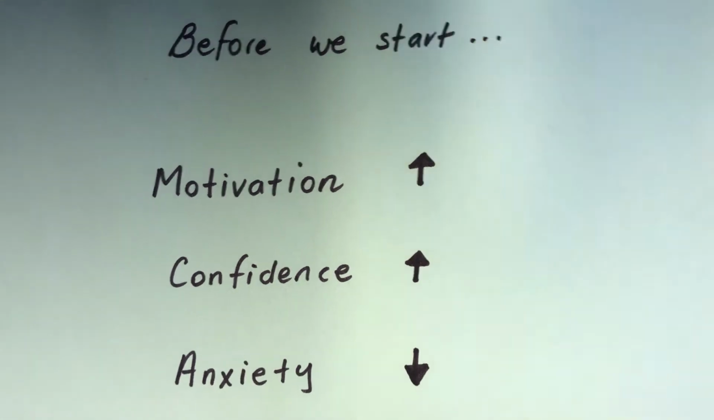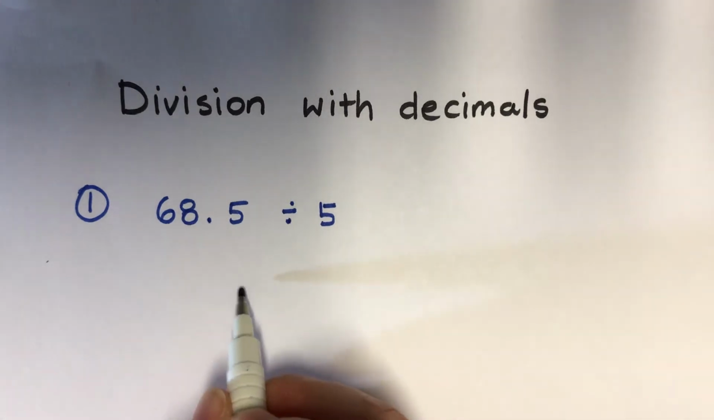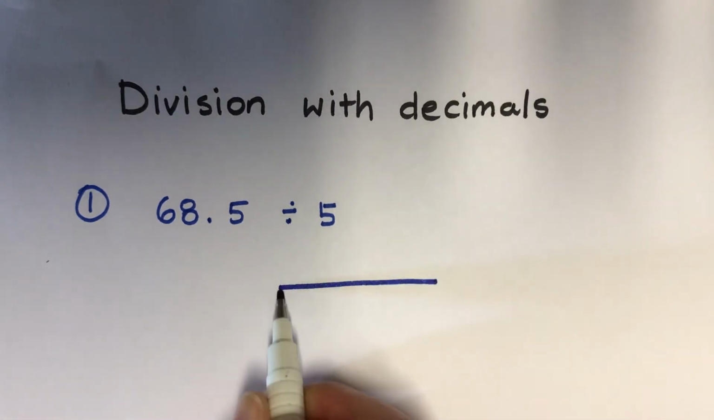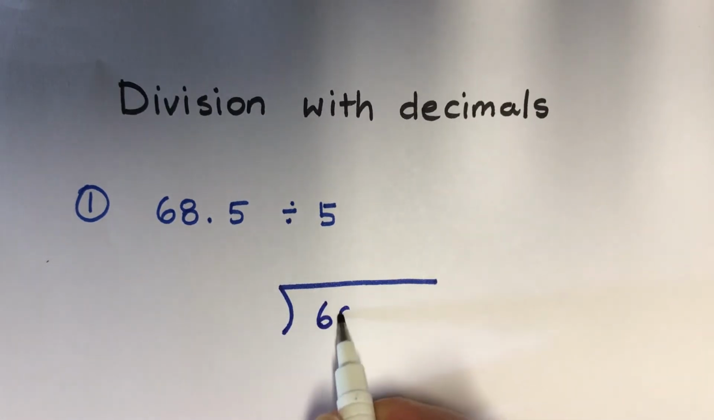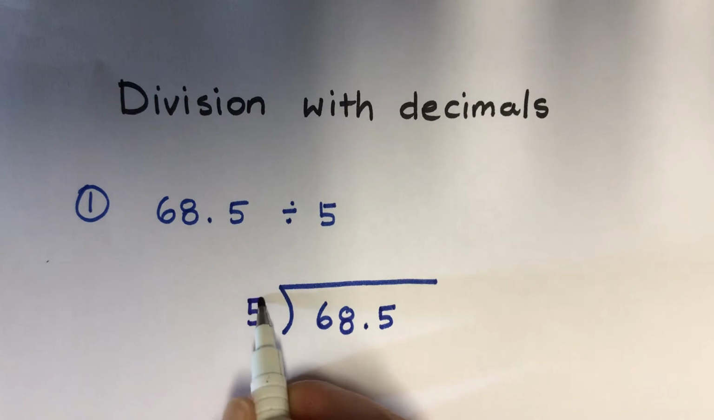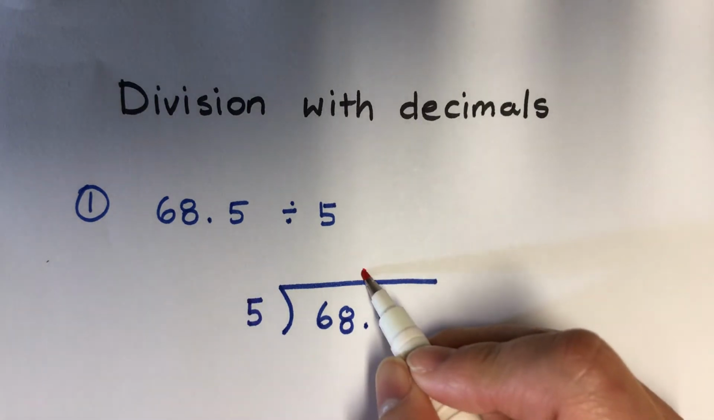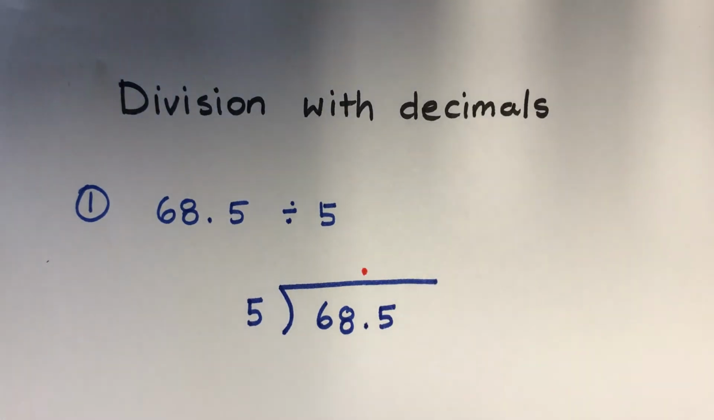Let's start. So, the question I have is 68.5 divided by 5. Now, how am I going to do this? First things first, I'm going to put this into the long division form. So, there you go. The first number always goes inside, okay? 68.5, and then the second number goes outside. Now, the important part here is you keep the decimal point as it is, where it was, okay? So keep that in line with the original decimal point.